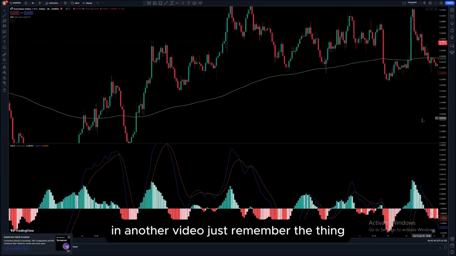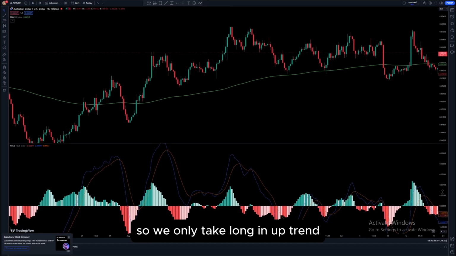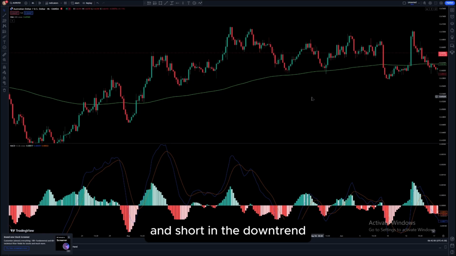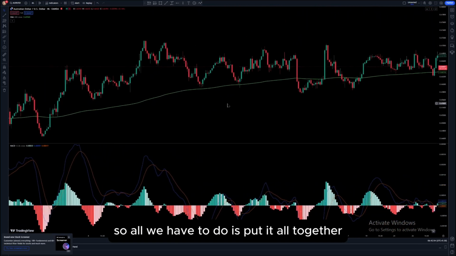Just remember that if the price is above that line, the market is in an uptrend, and if the price is below that line, the market is in a downtrend. So we only take long in an uptrend and short in a downtrend. We're going long. So all we have to do is put it all together.